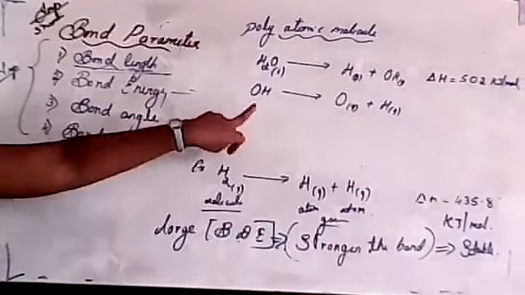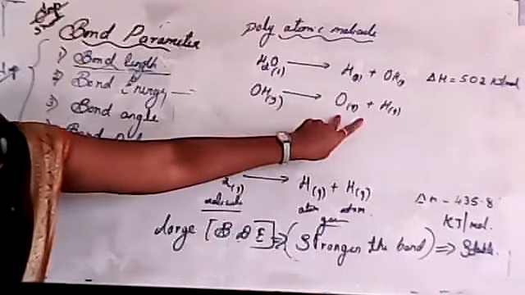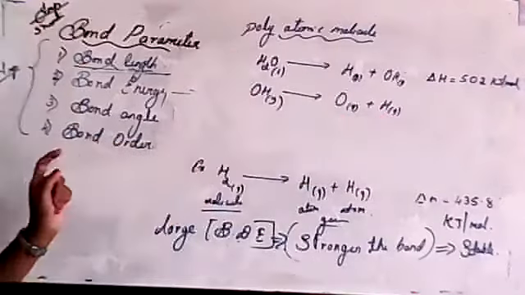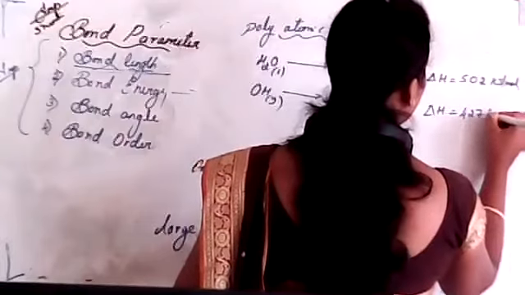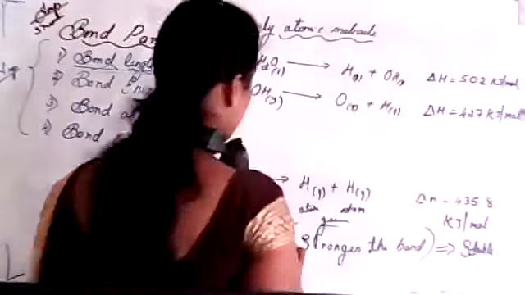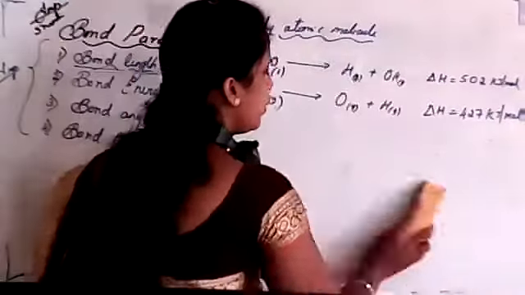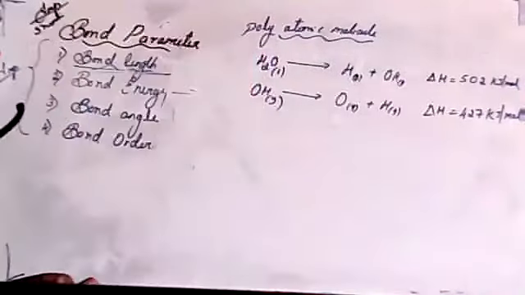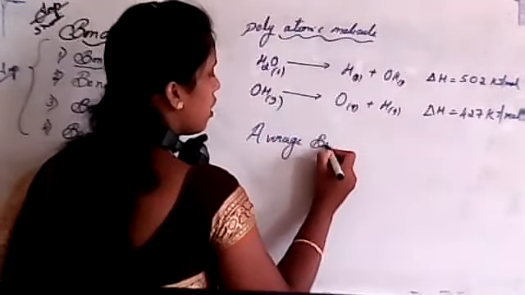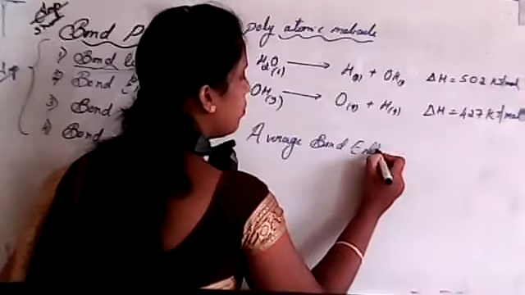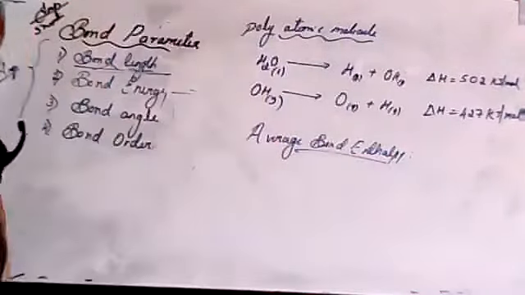Then for this one, OH gas dissociated into an oxygen atom and a hydrogen atom, it needs around 427 kilojoule per mole. Clear? So now we need to find the average bond enthalpy. How will we find the average bond enthalpy, students? What will be the average bond enthalpy for water?